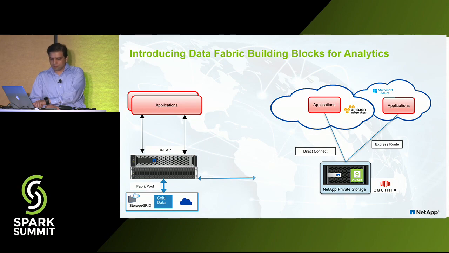Also, there are interesting things you can do with this particular architecture. SnapMirror is a way you can actually move data between your on-premises deployment and NetApp Private Storage deployment. It moves your data in the native format. It is compressed, so it is really optimized for moving your data over the network.